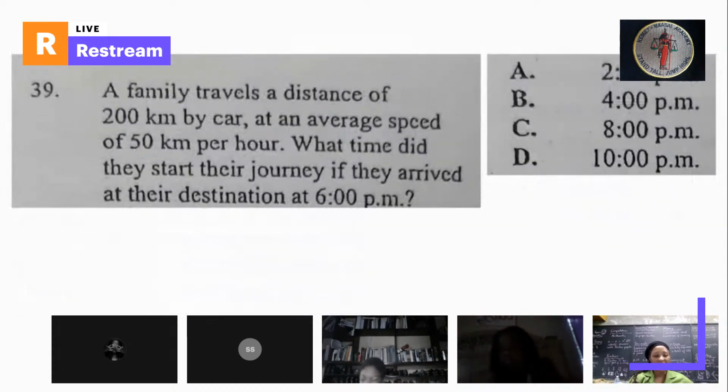All right, number 39. Lejonde, please read number 39. A family travels a distance of 200 kilometers by car at an average speed of 50 kilometers per hour. What time did they start their journey if they arrived at their destination at 6 p.m.?